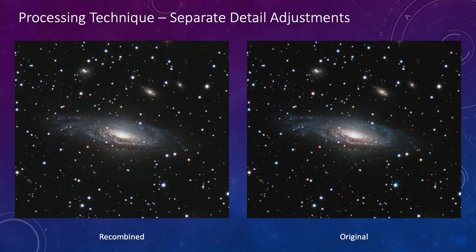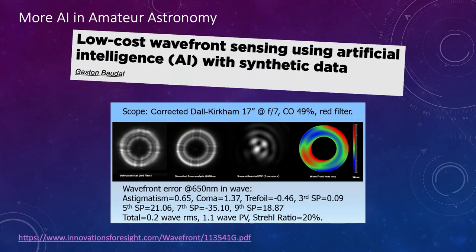So that's it on the processing techniques. I wanted to touch a little bit also on what other applications AI is finding in both amateur and professional astronomy. One really cool one I came across on Cloudy Nights, and then realized that they're here at the conference, is wavefront sensing using AI. So here, instead of building a neural network that can take one image and then output another image, it's taking an image and outputting a set of numbers, which would be your wavefront aberration coefficients or what have you for your optics.